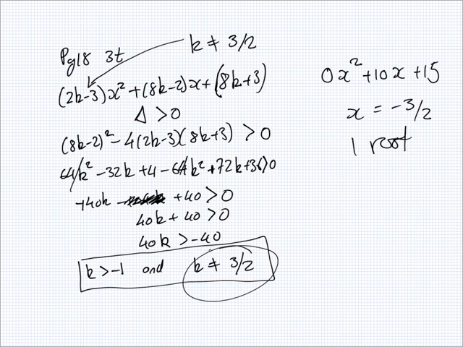Are you checking it on the graphing calculator? But for what value of k? 3 over 2? 2, yeah. And it's a linear? Yeah, linear.